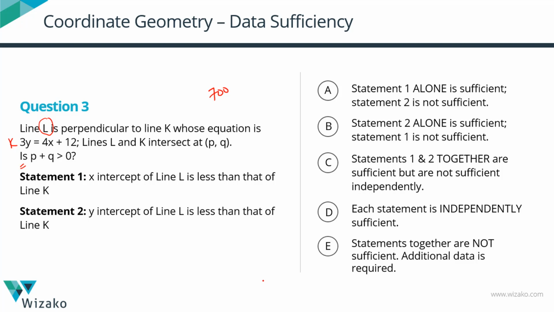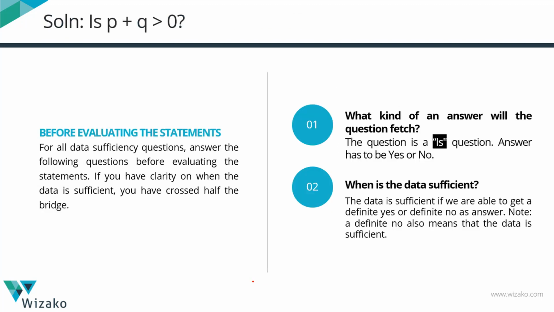As always, before looking at the statements, let's get clarity on what we need to find out. We need to determine whether the sum of these two values, P and Q. What are P and Q? P and Q are the x and y coordinates of the point of intersection of lines K and L. If that number ends up being positive, our answer to this question is going to be yes. If P plus Q is greater than 0, we'll answer it with a yes. Conversely, if we get P plus Q is less than 0 or is equal to 0, then we'll say the answer is no. We need to use the two statements to determine that.